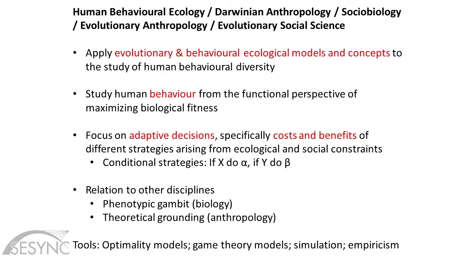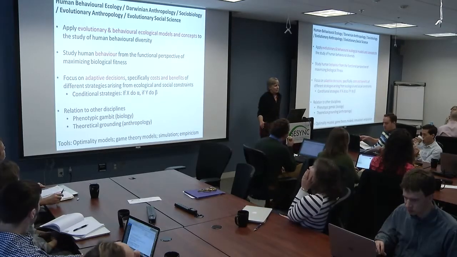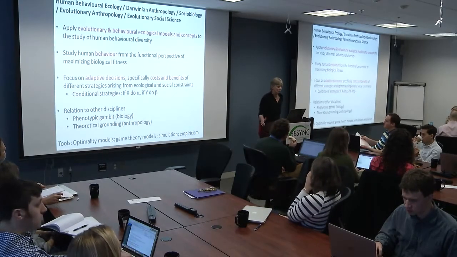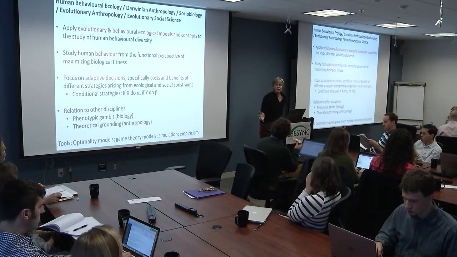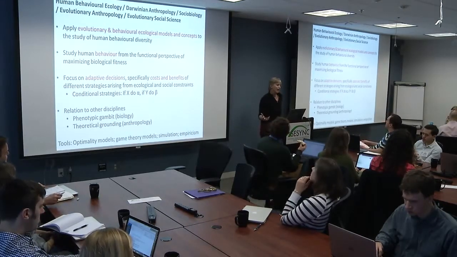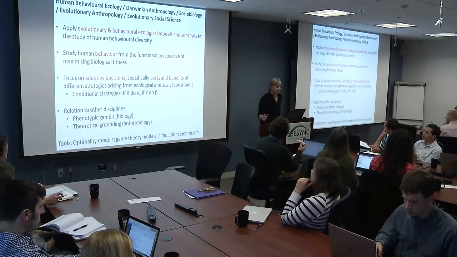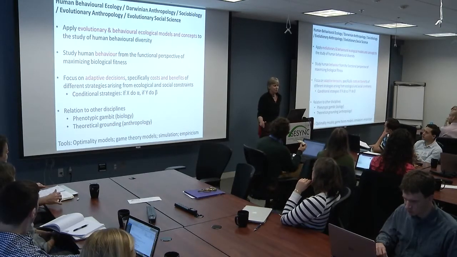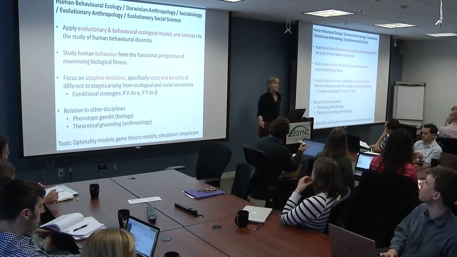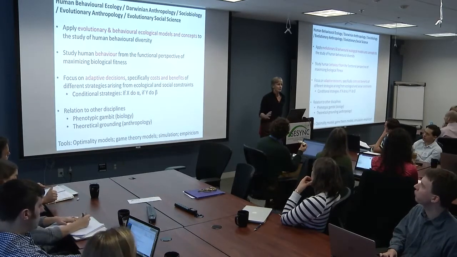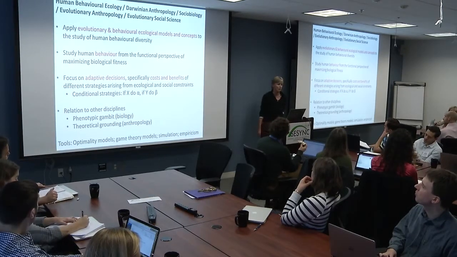So just to introduce you to human behavioral ecology, which also has been called Darwinian anthropology. It's well known as sociobiology. The term I prefer is evolutionary anthropology or evolutionary social science. And I'm just going to have to do this quickly, but what we do is we apply evolutionary and behavioral ecological models and concepts to the study of human behavioral diversity, just as if humans were like any other species.